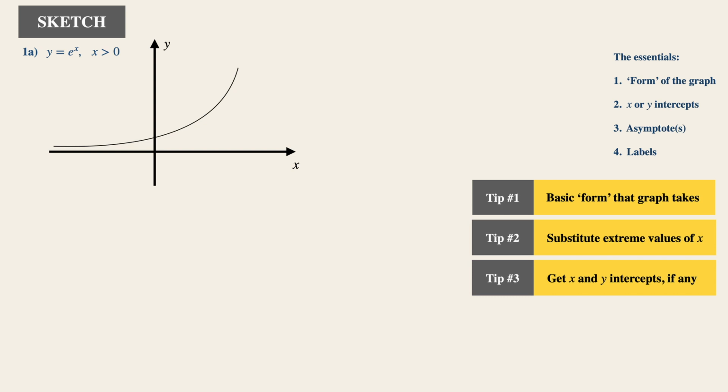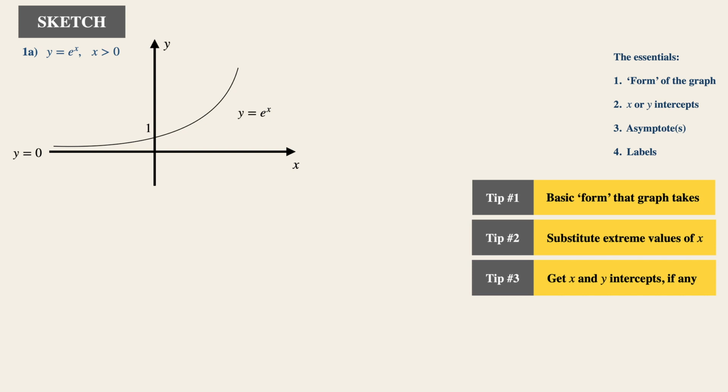For this case, when x equals 0, y equals 1. If y equals 0, the function is undefined. And now this brings us to the next part of the sketch, which is the asymptote. Since the function is undefined at y equals 0, the asymptote of y equals e power x is at y equals 0. So there you have it. We label the graph, and this is the sketch of y equals e power x.